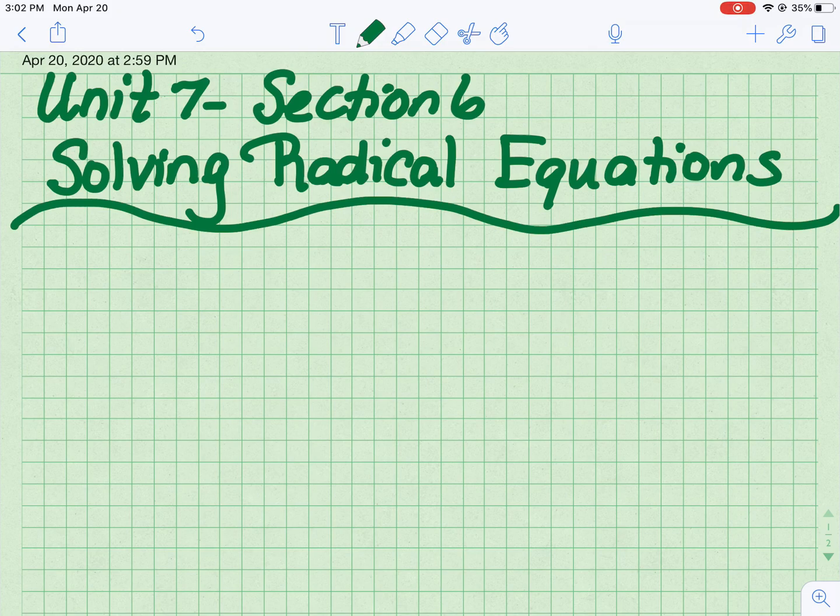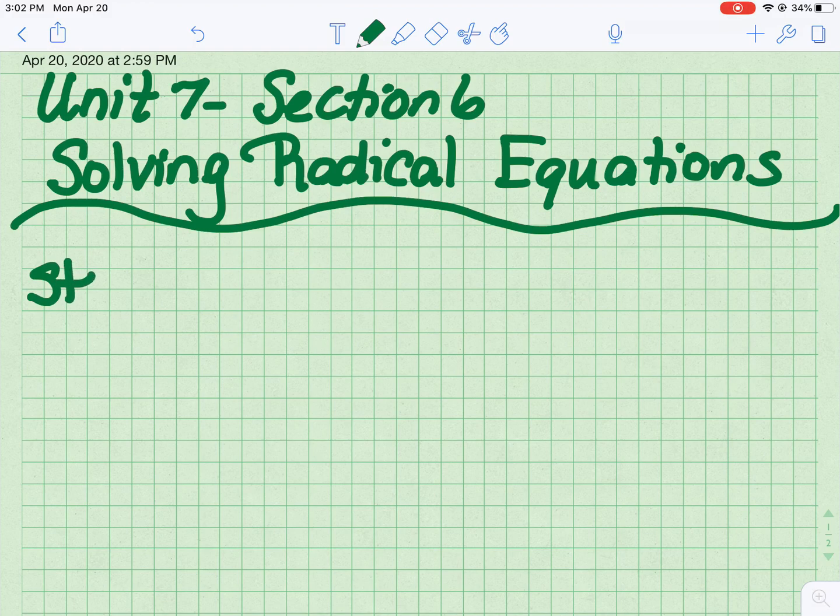Like if you add something to one side of the equation, you have to add it to both sides of the equation. You have to undo one side. If you undo a square root, you have to undo the square root on the other side of the equation. You have to make sure you're keeping it balanced. That's the big deal.